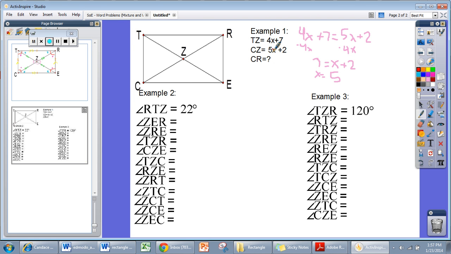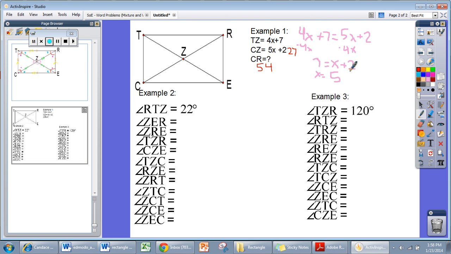So 4 times 5 plus 7, we get 27. 5 times 5 plus 2, we get 27. All right, since my little baby guys are 27, and I'm looking for the whole thing, what I'm going to do is add 27 plus 27, and that gives me CR is 54.